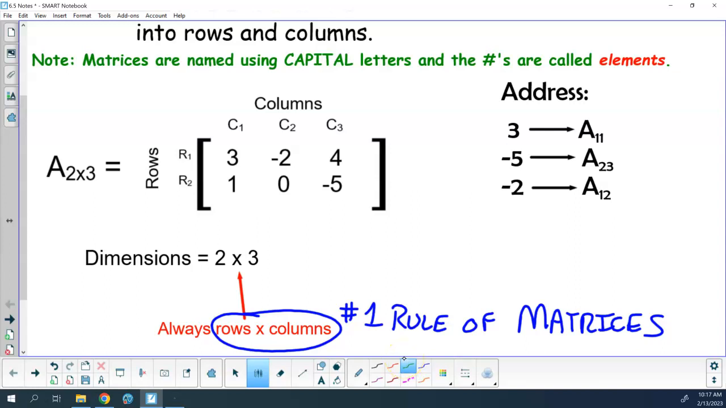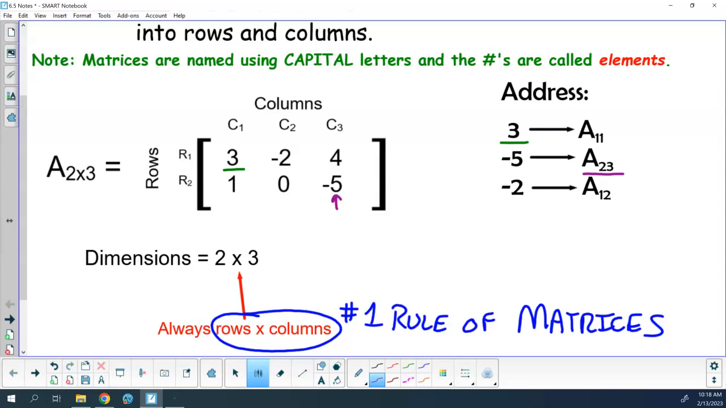So for instance here, 3 shows up in row 1, column 1. So its address would be capital A, because that's what matrix you're looking at, 1, 1, row 1, column 1. A 2, 3 over here signifies that we are going into matrix A, looking at row 2, column 3. So those addresses are important.